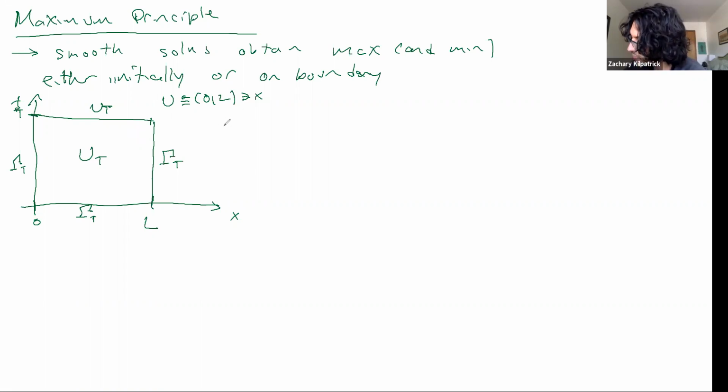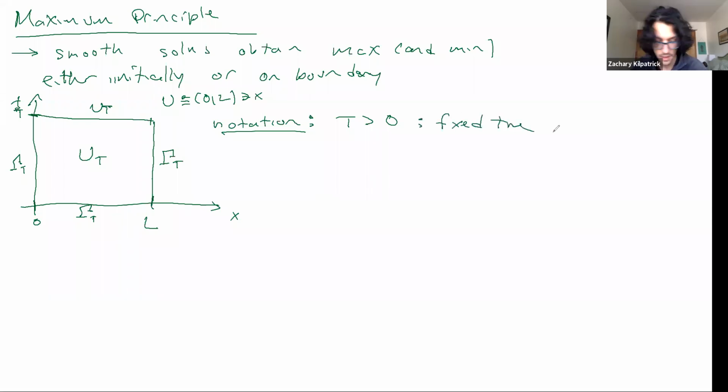So just to sum up, this is just rehashing what I said at the end of class last time. T greater than 0 is some fixed time, and we're going to increase that towards the end of the proof. U is some region in R^n. For the purposes of this picture, I'm drawing it as one-dimensional from 0 to L. This is our spatial domain, or set.